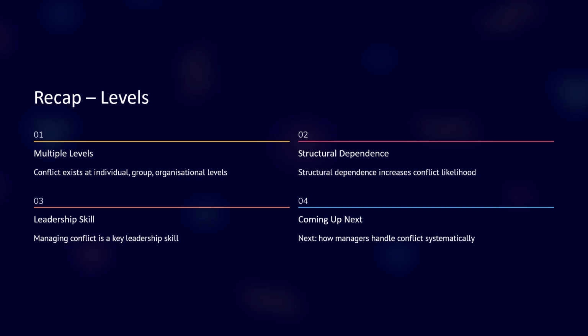To summarize this section, we have explored the three levels of conflict. We saw how interpersonal clashes can be vertical or horizontal, how groups fight over resources and incompatible goals, and how organizational conflict can even involve external entities like the government.